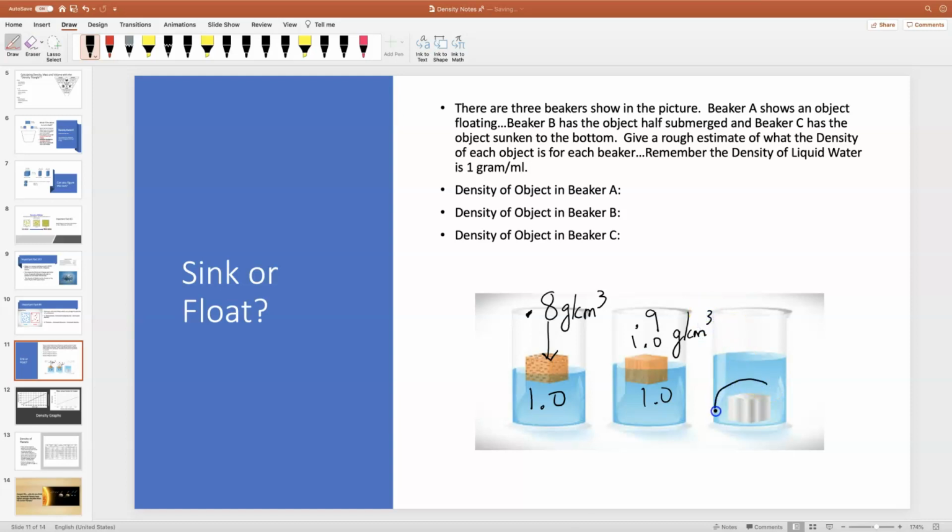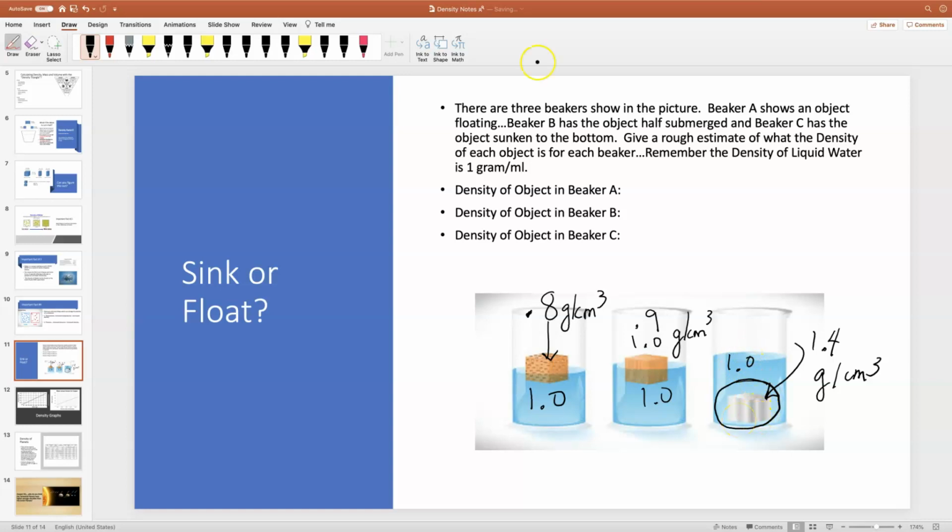Now, this one is completely sunken to the bottom. Again, knowing that the density of water is 1, if it's completely sunken to the bottom, we have to go with something that has a greater density than 1. So pick a number, honestly, anything greater than 1. We're going to say 1.4, 1.2, 1.8, and again, grams per cubic centimeter. So again, water has a density of 1. Something that floats in water is going to be a lower density. Something that is suspended or caught within the water has a density very similar to that of water. Something that sinks in water is going to have a much greater density.